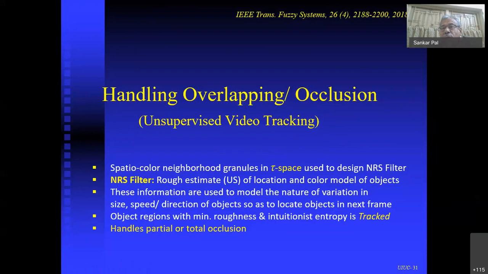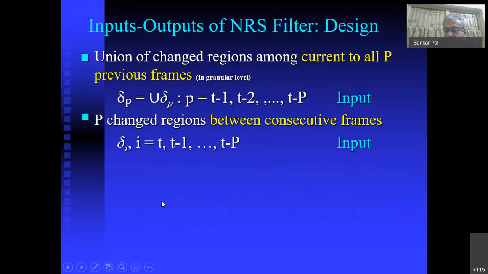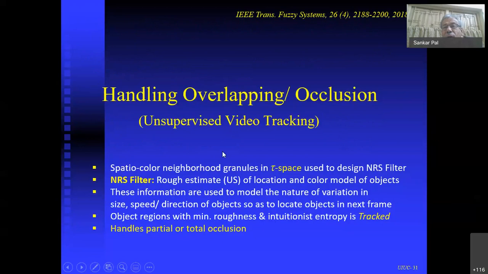So why use the concept of a rough filter? It gives output of any, I have video, which means a sequence of image frames. I can take the RGB and there the temporal difference. That's the only information I have. I have nothing.